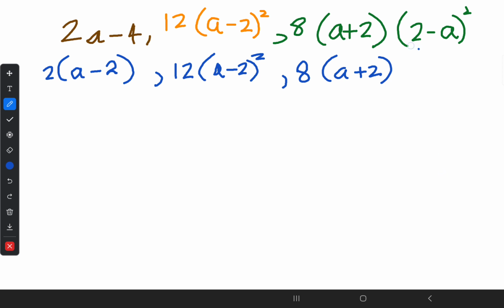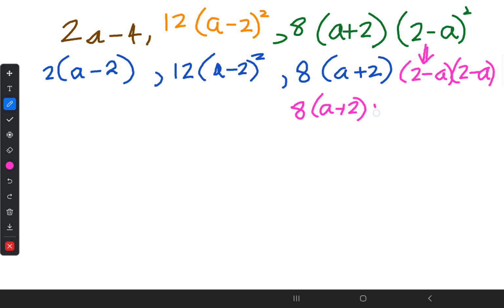Look at this: (2 minus a) whole square. With respect to the other two, these are having a minus 2. In the last one, we are having 2 minus a. Positive a became negative a, and negative 2 became positive 2. So as usual, I will express this as the expansion: (2 minus a) times another (2 minus a). Thereafter, 8 times (a plus 2) remains the same.